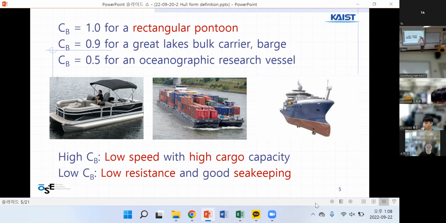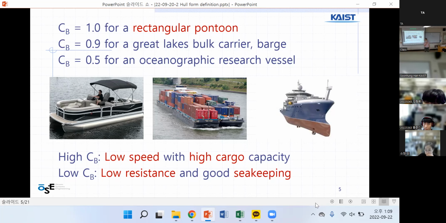Do you know where the Great Lakes are? Great Lakes. USA. Great Lakes, big lakes, between Canada and the US.